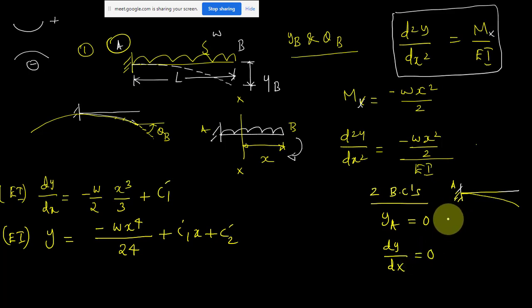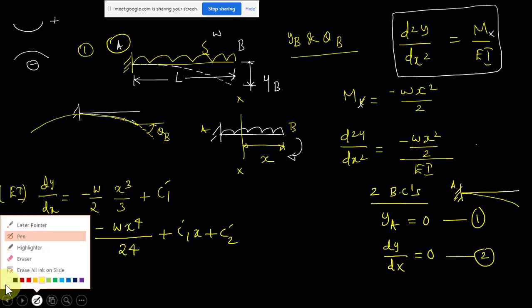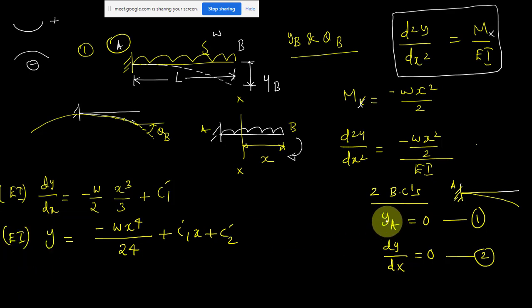So in this question, the first boundary condition is that the deflection at the fixed end is equal to 0, and the second boundary condition is that the slope at the fixed end will be 0, because it is a fixed end. So to solve this equation, we have to use these two boundary conditions. Suppose you take the first boundary condition, that deflection is 0. That means at x equal to 0, y is 0.